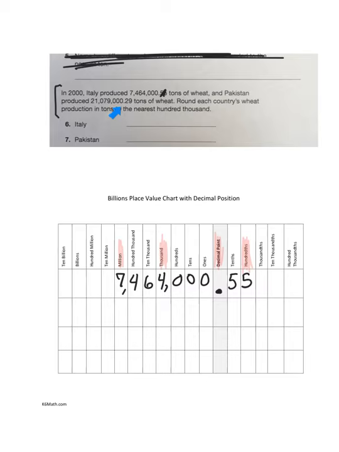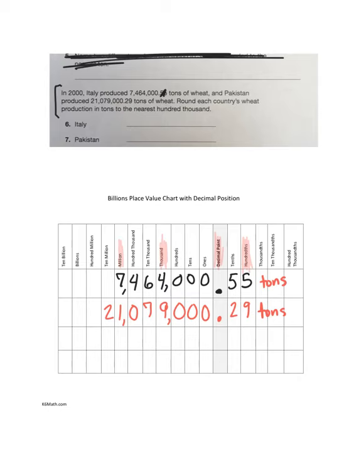If you can't, you need to put it in the place value chart so you know how to read this number. So Pakistan produced 21,079,029 hundredths tons of wheat.